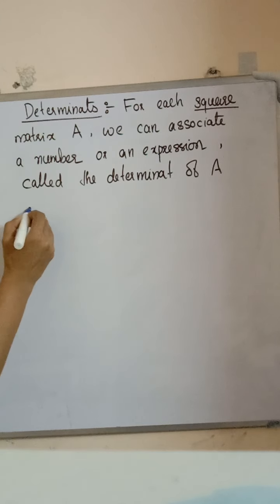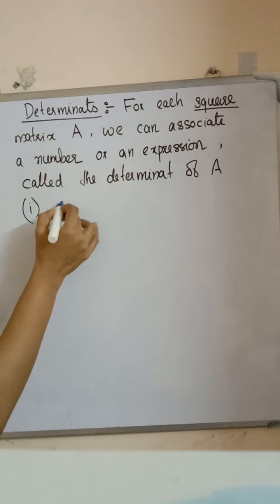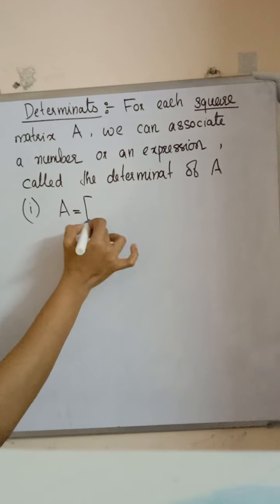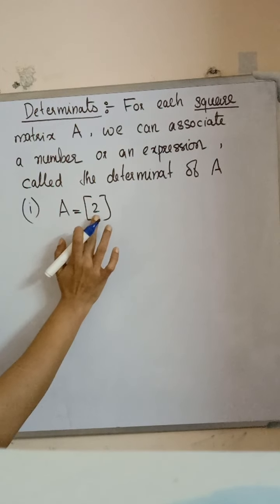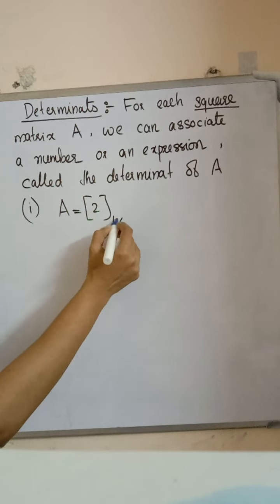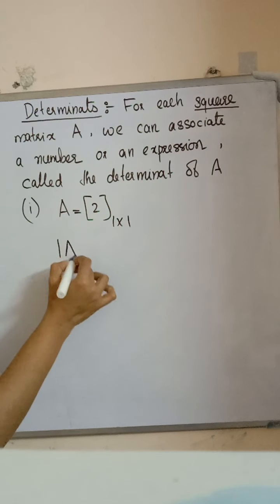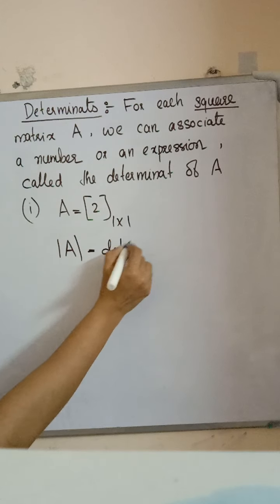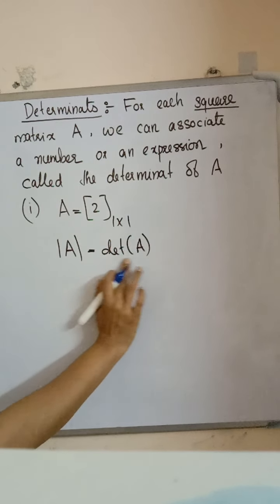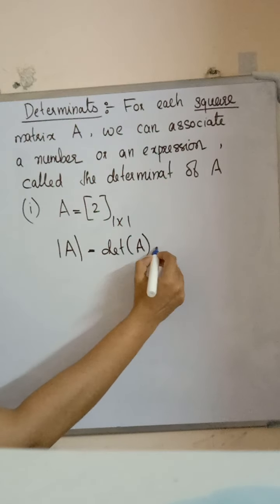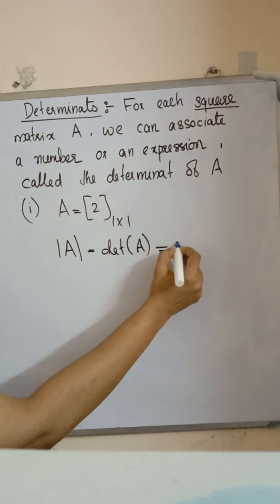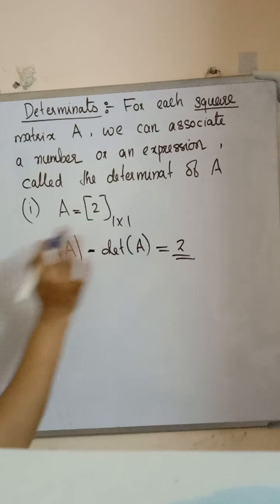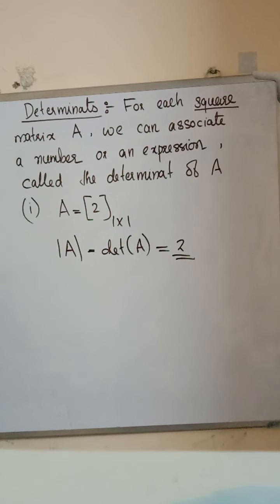First we find the determinant of a 1 cross 1 matrix. Let A equal the matrix [2]. Here it has one row and one column, so it's a 1 cross 1 matrix. It is a square matrix, since its number of rows equals its number of columns. Then the determinant of A is denoted by det A or by this symbol. Determinant A is equal to 2. In the case of a 1 cross 1 matrix, determinant A is equal to 2.